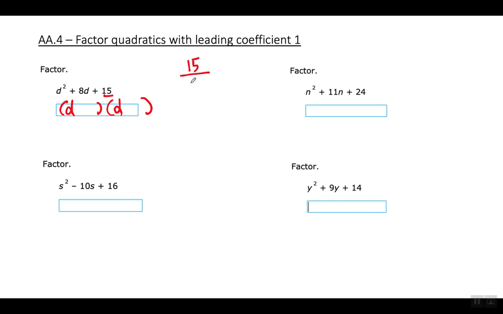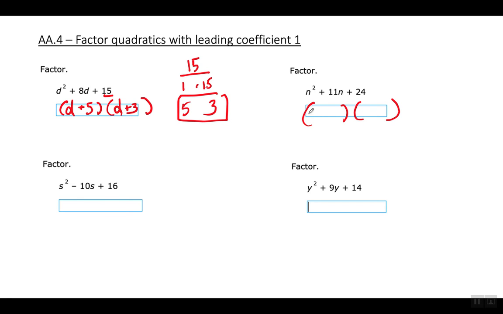But if you're ever not sure, you could just write here, okay, what can I multiply to get 15? 1 times 15, 5 times 3, okay? And then I just look at those numbers and see, okay, what combination, when I add them, could give me 8? Well, the only combination would be 5 and 3. In this case, +5 and +3, or I could have written +3 and +5. It's the same thing.